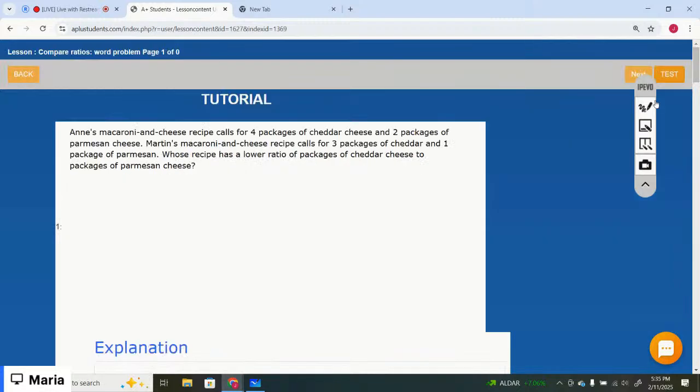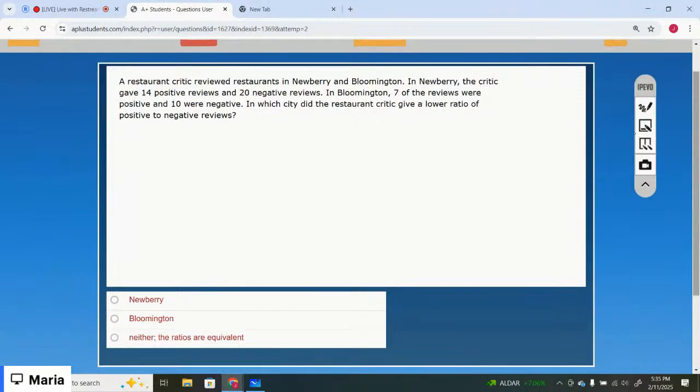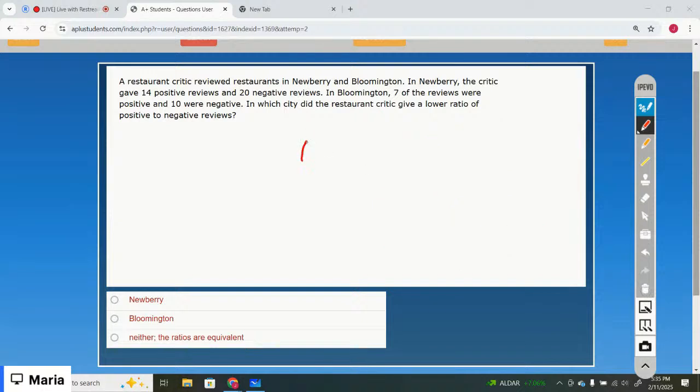Let's just start with the test questions. A restaurant critic reviewed restaurants in Newbury and Bloomington. In Newbury, the critic gave 14 positive reviews and 20 negative reviews. In Bloomington, 7 of the reviews were positive and 14 of the reviews were negative. In which city did the restaurant critic give a lower ratio of positive to negative reviews? So in Newbury, that is 14 to 20, and in Bloomington, they are 7 to 10.